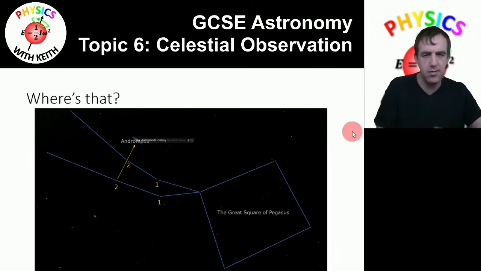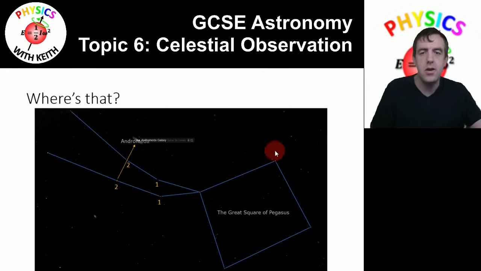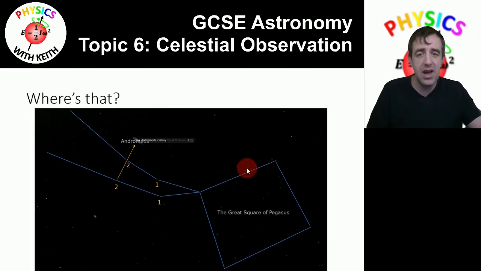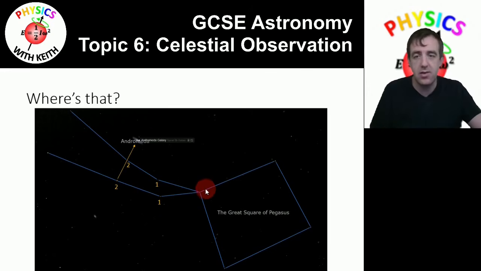So here's a magnified picture. Here's that red star, anti-clockwise round from that red star, 1, 2, and then follow it along to get to Andromeda. Incidentally, that red star is called Scheat, or Beta Pegasi. I prefer to pronounce it Beta Pegasi. So that's the way the exam board expects you to remember how to find the Andromeda galaxy. Following from Scheat, going anti-clockwise to the next star within the Great Square of Pegasus, and following around these arms, which are part of the Andromeda constellation, and then across to Andromeda.